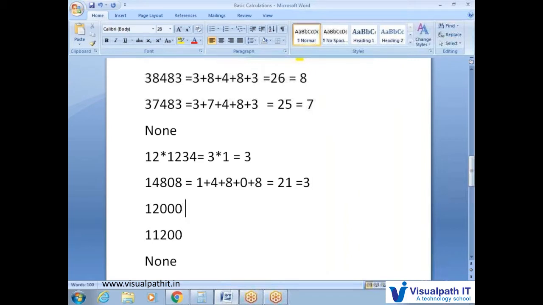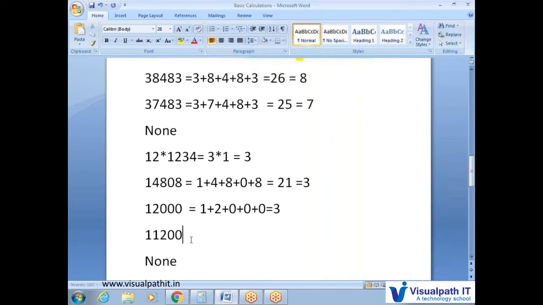And option B is equals to 1 plus 1 plus 2 plus 0 plus 0 plus 0, that is equals to 1 plus 2, 3. 3 plus 0, 3. So what is the answer? 3. Option B is also satisfied.